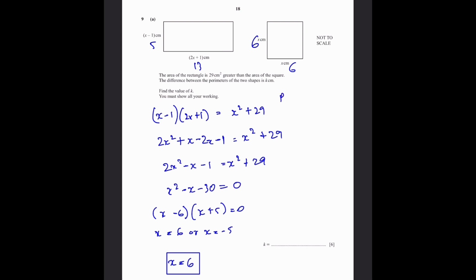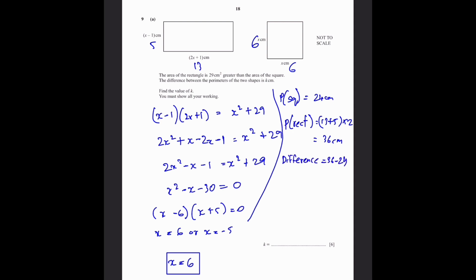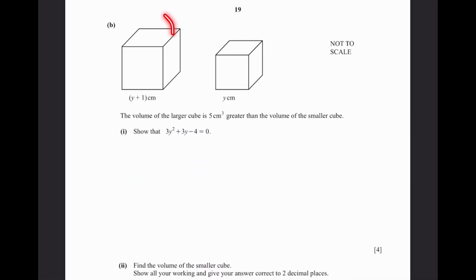So the perimeter of the square is equal to 6 into 4, 24 centimeters. And the perimeter of the rectangle is equal to 13 plus 5, into 2, which is equal to 36 centimeters. So the difference is equal to 36 minus 24, which is equal to 12 centimeters. So k is equal to 12. That's the answer.